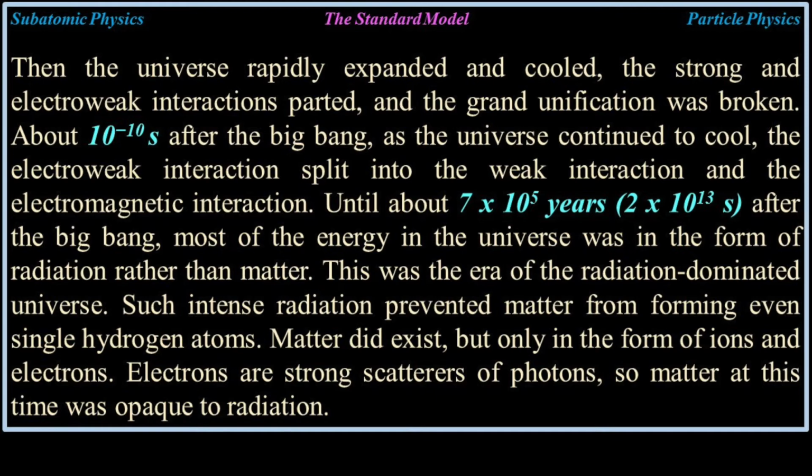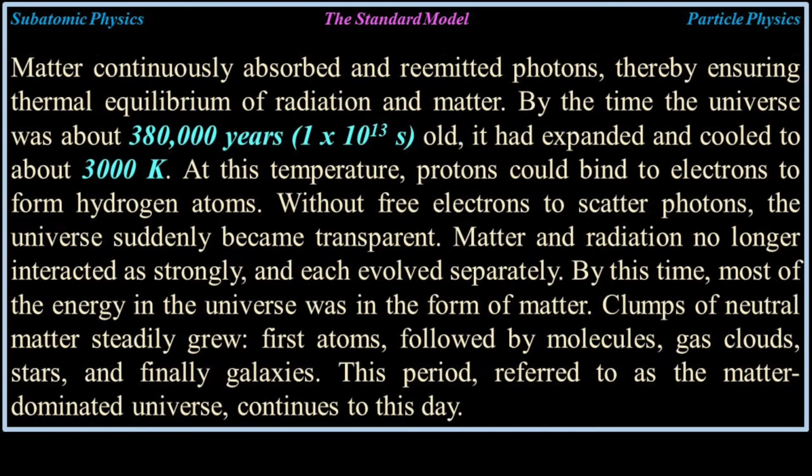Such intense radiation prevented matter from forming even single hydrogen atoms. Matter did exist, but only in the form of ions and electrons. Electrons are strong scatterers of photons, so matter at this time was opaque to radiation. Matter continuously absorbed and re-emitted photons, thereby ensuring thermal equilibrium of radiation and matter.